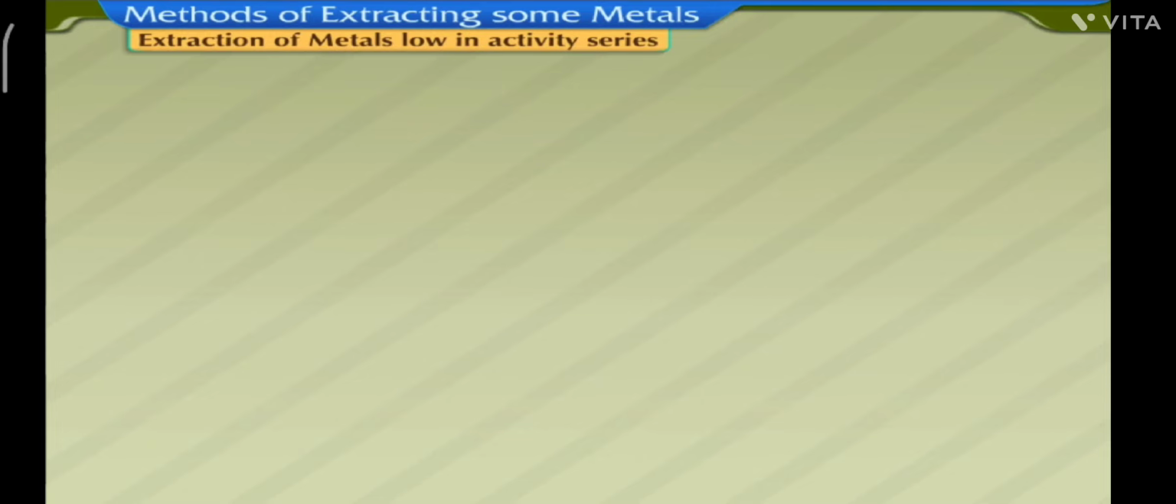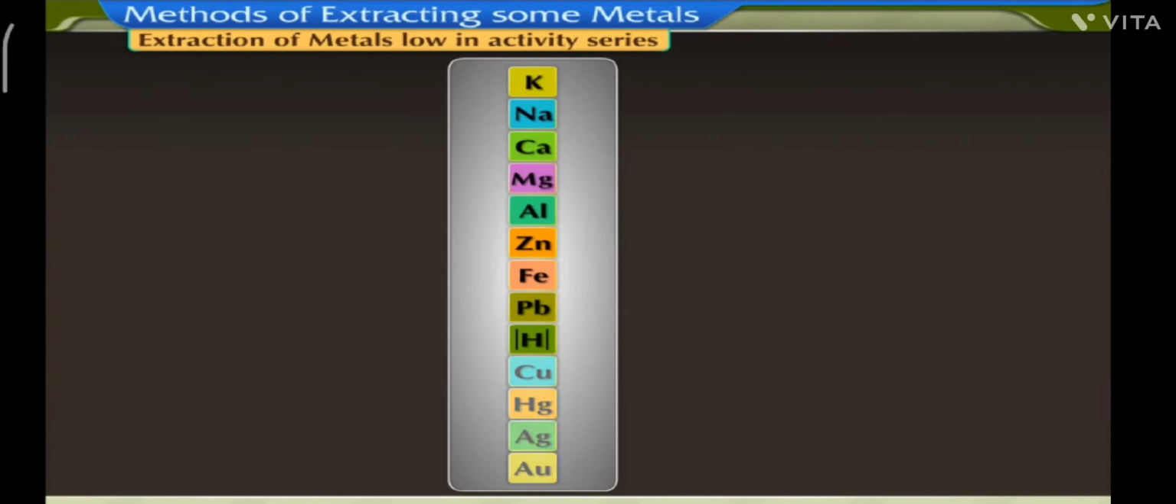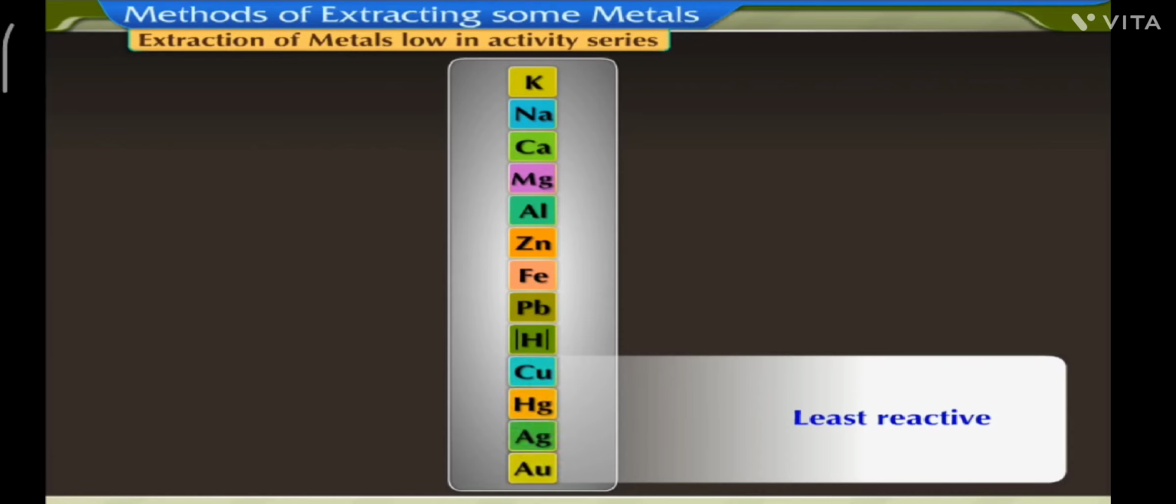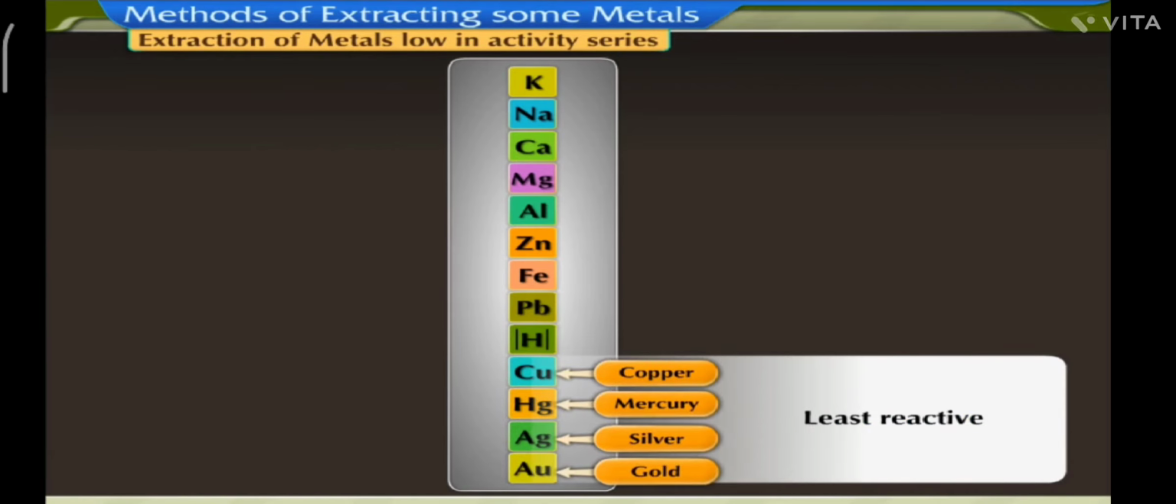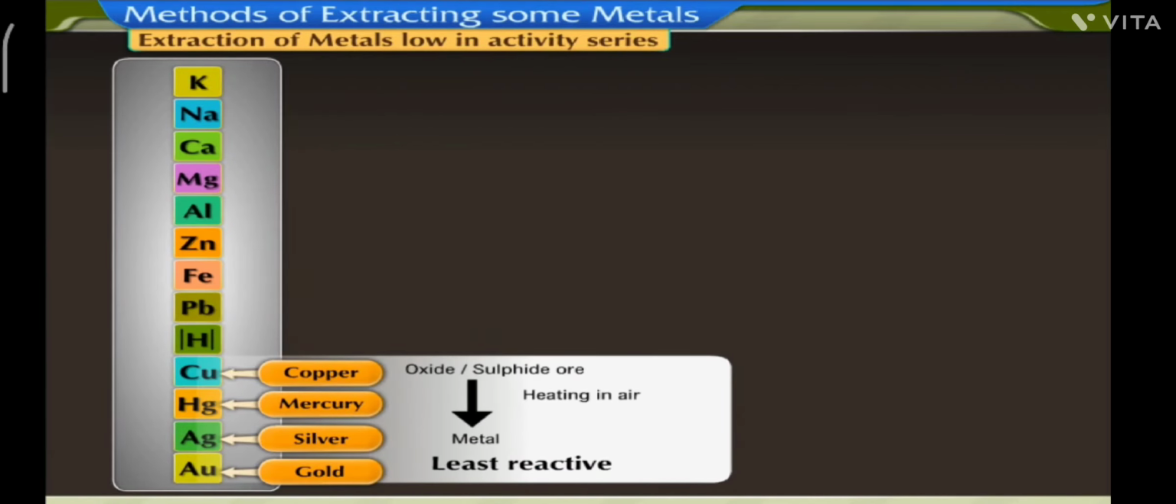Extraction of metals low in activity series. Metals placed at the bottom of the activity series are the least reactive, for example, copper, mercury, silver, and gold. These metals can be extracted from their oxide or sulfide ore by just heating them in air.